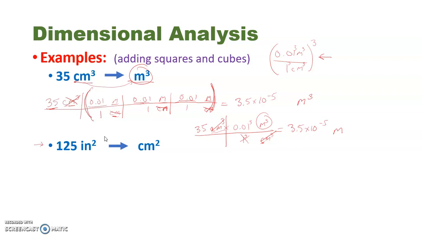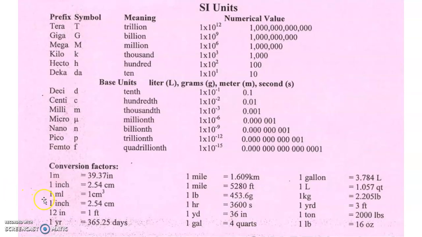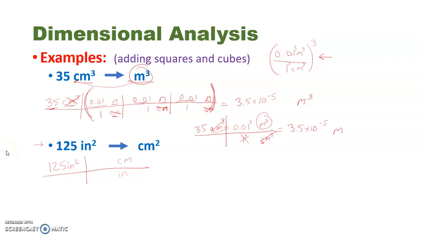Okay, hopefully you did this. We'll start with 125 inches squared now. I'm going to bring the unit down, but I'm not going to square it yet. And I can go straight from inches to centimeters. If I look at my sheet, where is it? Inches, 1 inch equals 2.54 centimeters. So 1 inch equals 2.54 centimeters.